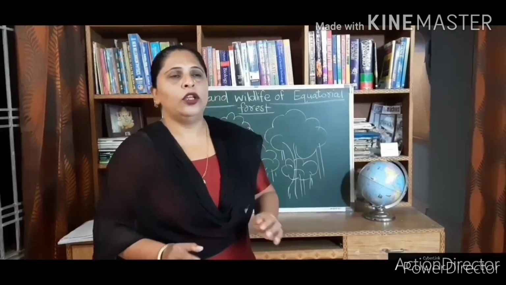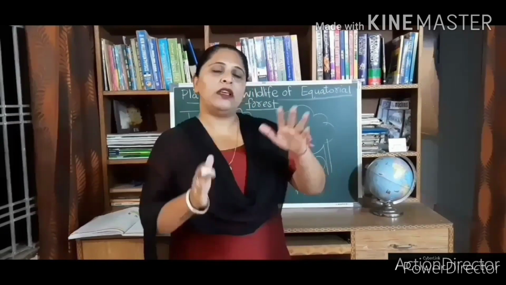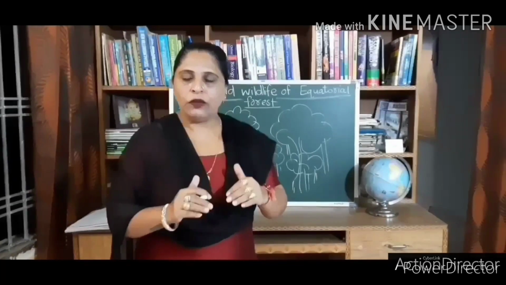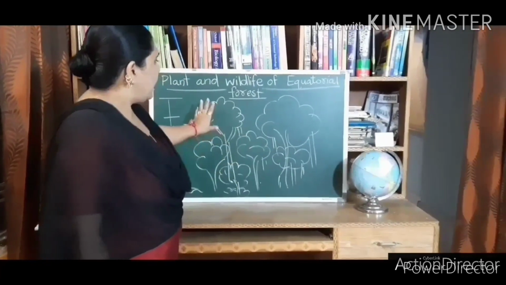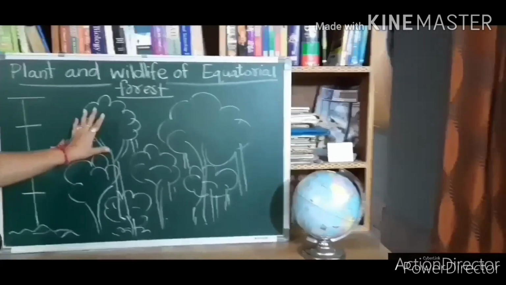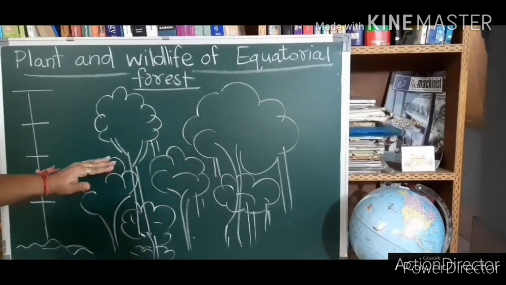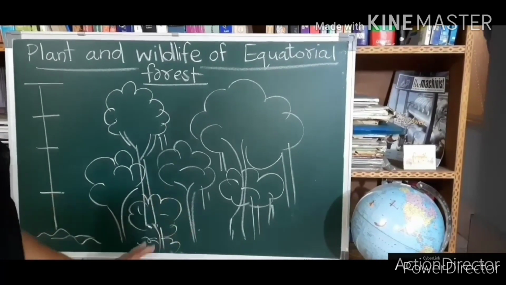So children, now we are going to understand the layers of forest. Forests also have layers. So let me give you an overall explanation. What are the layers of forest? First I will tell you, see this picture. Here you can see the tall trees. The next layer is the next range of trees. Then we have short trees and then these small trees.